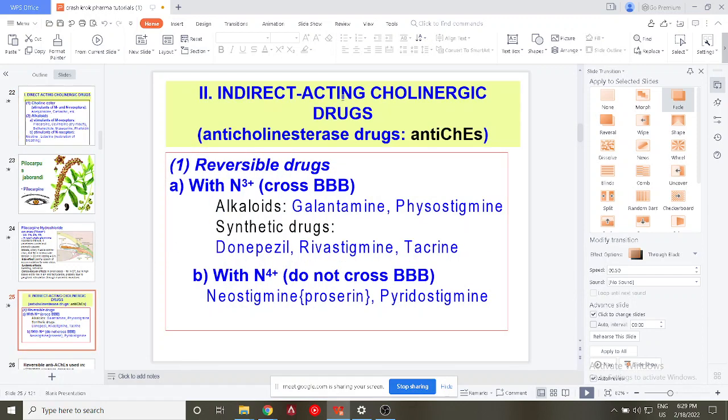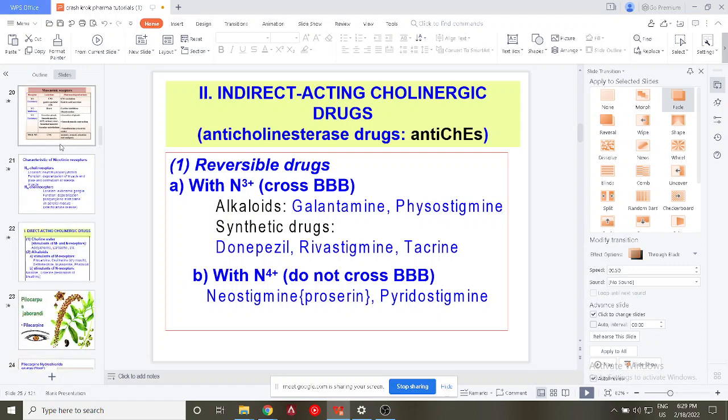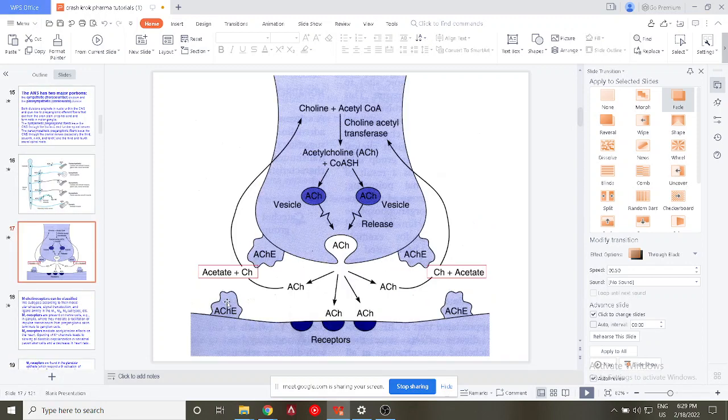Remember I told you about acetylcholinesterase. Let's go back to the diagram to refresh your memory. This is acetylcholinesterase. It's found in the synaptic cleft, and its job is to break down acetylcholine so it can be reused. After acetylcholine is done dealing with the receptors, it is broken down so it can be reused.